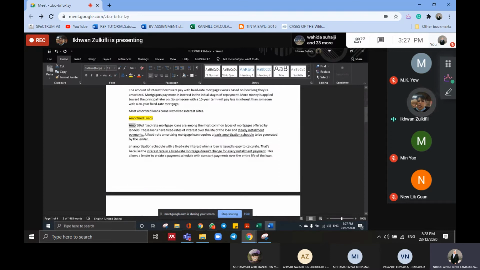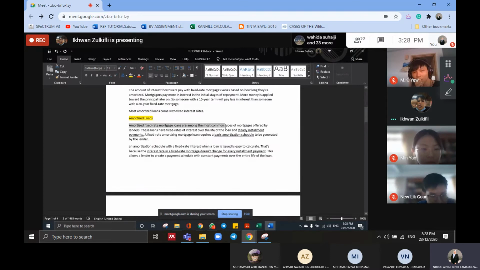But for the amortized loan, also the most common type of mortgage, this loan has a fixed rate of interest over the life of the loan and steady installment payments. A fixed rate amortizing mortgage loan requires a basic amortization schedule to be generated by the lender. This is because the interest rate in a fixed rate mortgage doesn't change for every installment payment.